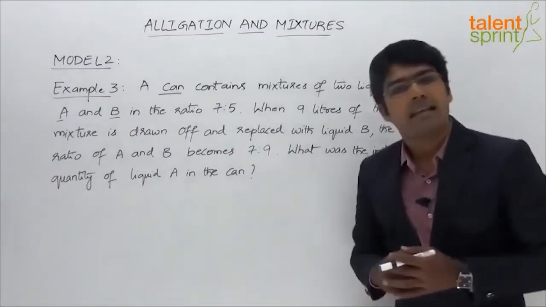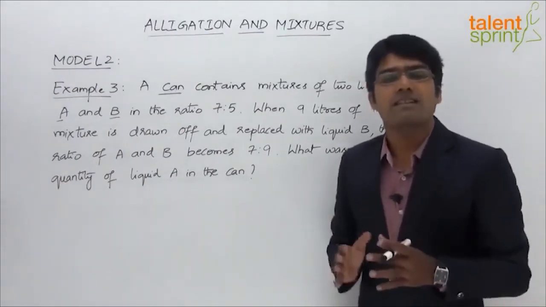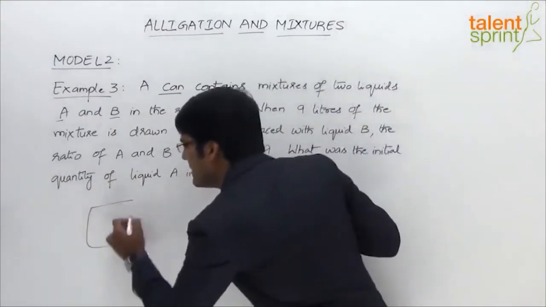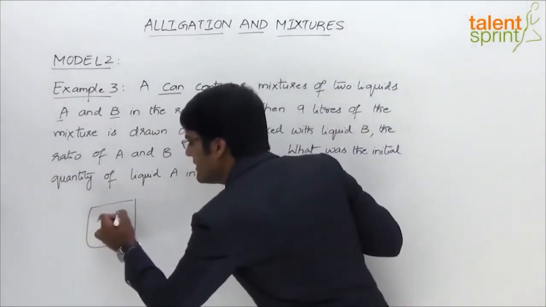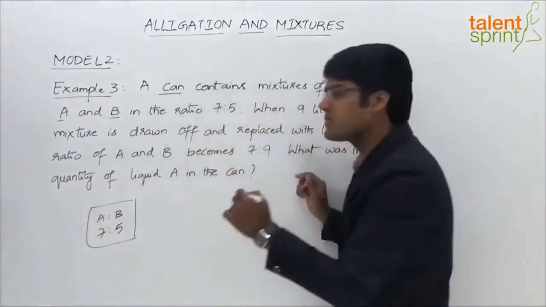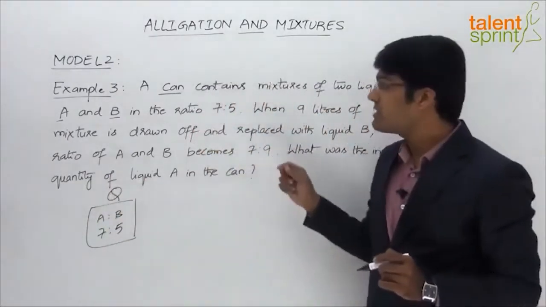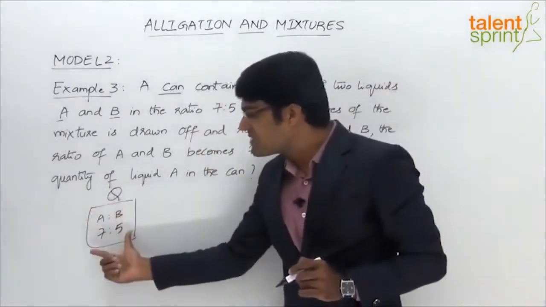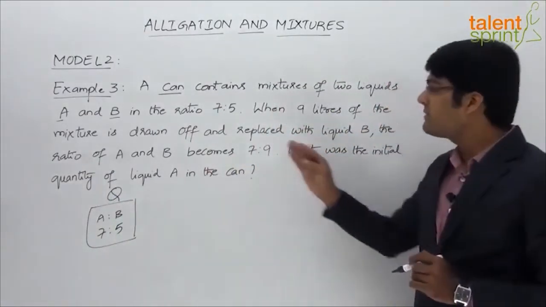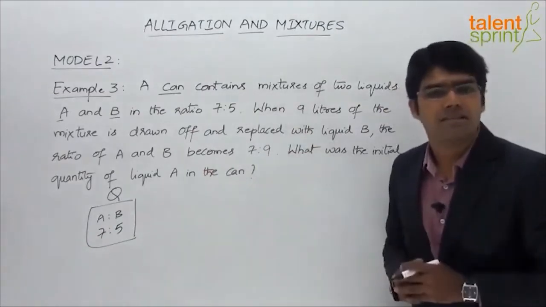Now this question can also be solved using the alligation rule. But to do that, we have to first understand the question in a different way. We know that there is a can which has A and B in the ratio of 7:5. Let us assume that the quantity of this can is Q liters. Now from the question we know that out of this Q liters of mixture, 9 liters of mixture is removed and 9 liters of liquid B is added back, pure liquid B, 100% B.